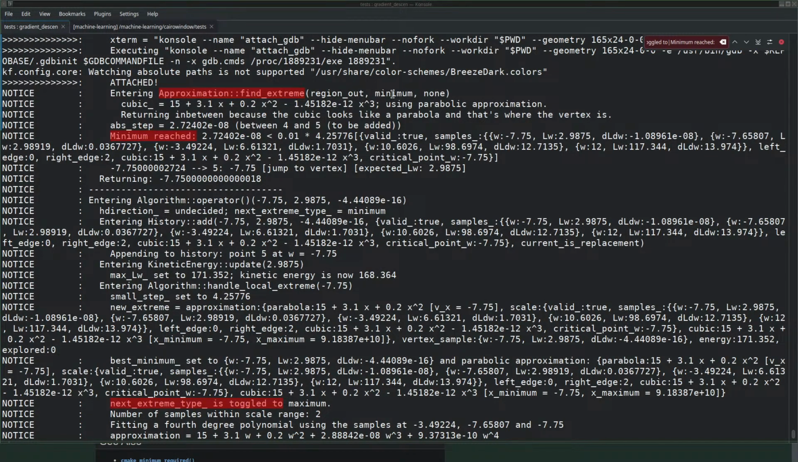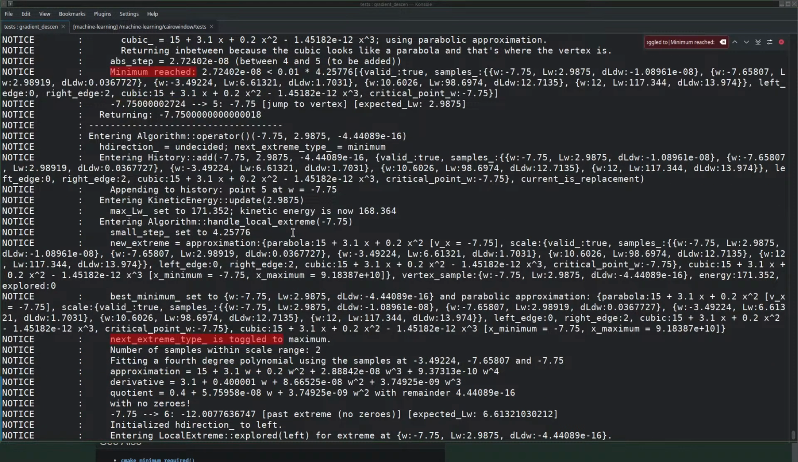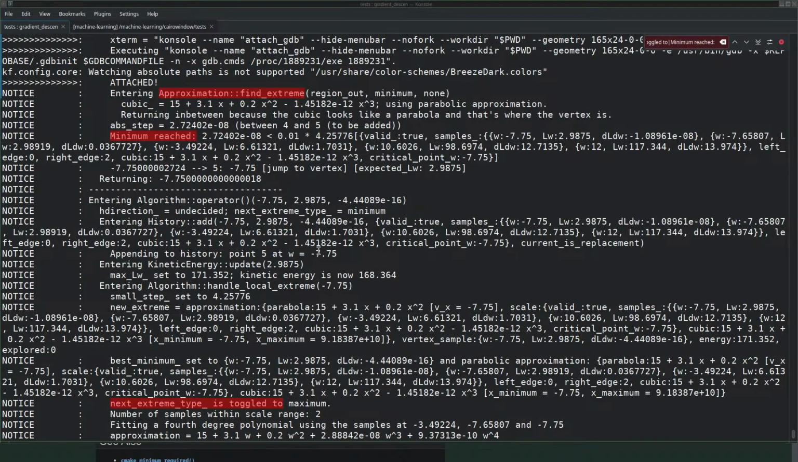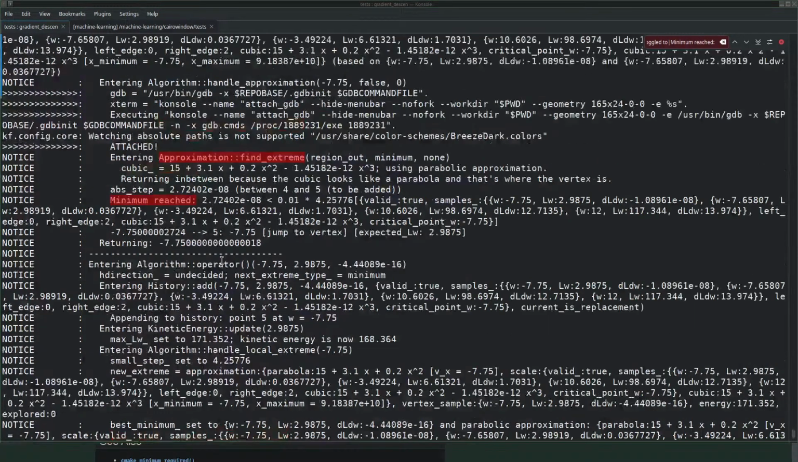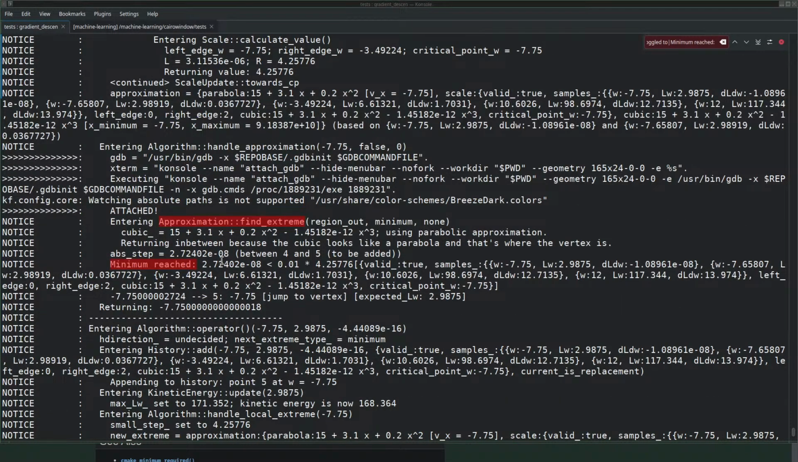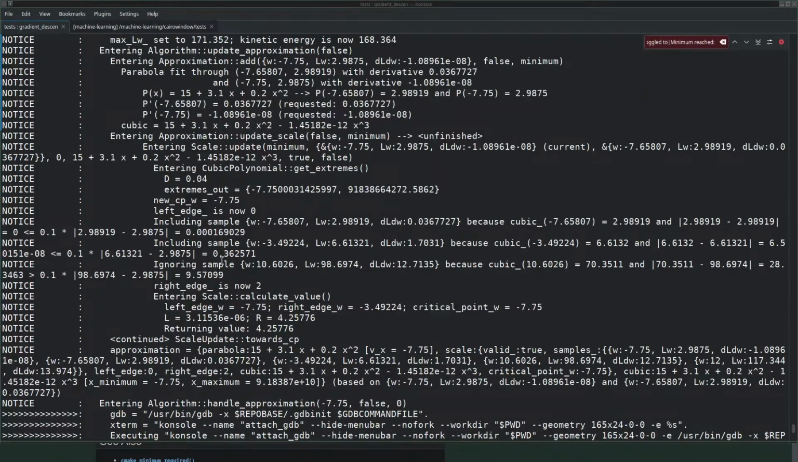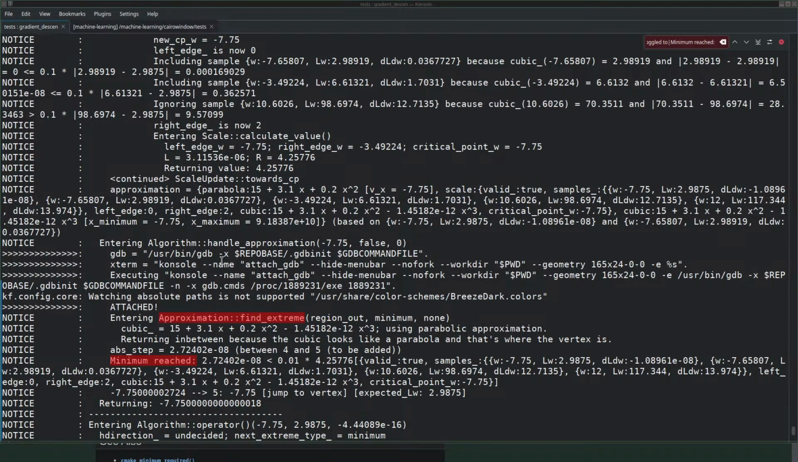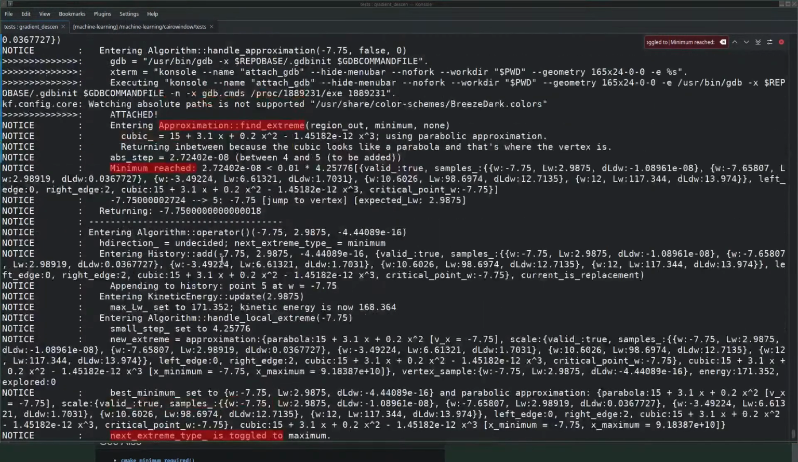The last call is still a minimum. Minimum reached, and now we entered it again, and still looking for a minimum. That's ridiculous. Hey, what? So confused. No. Yeah, minimum reached. Yeah.